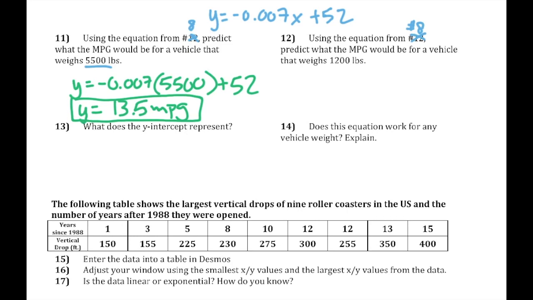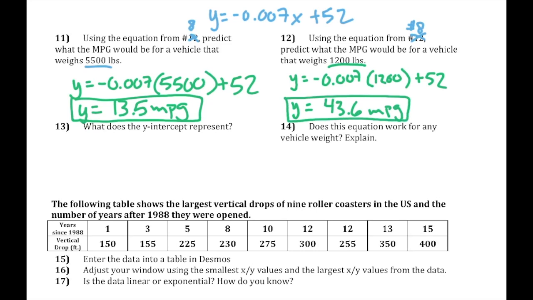Number 12, using the equation from number 8, we're going to predict what the miles per gallon would be for a vehicle that weighs 1,200 pounds. So a lighter vehicle. Again, we're going to substitute in the weight for x, so we'll have the equation y equals negative 0.007 times 1,200, and then we're going to add 52. Then typing that into your calculator and hitting enter, we would get 43.6 miles per gallon.